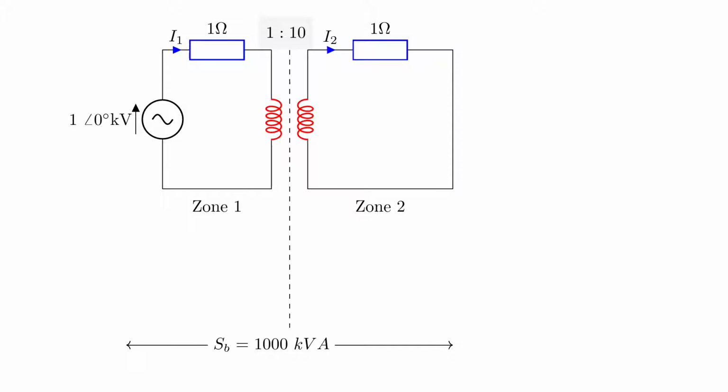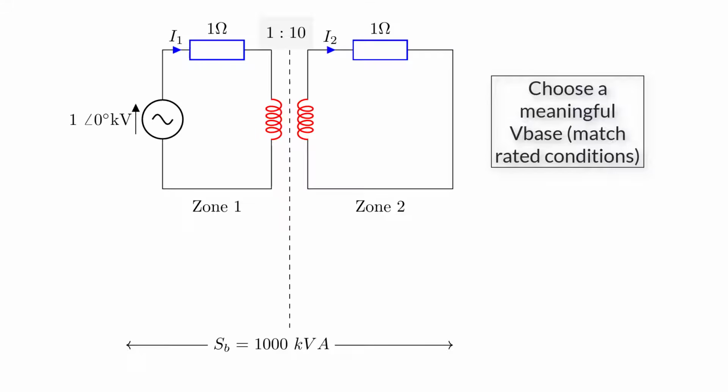Again, we can choose anything for this, but there are two important considerations. First, and for the same reasons we choose a sensible S-base, we also have a responsibility to choose V-base in each zone, which is meaningful. For example, if our rated voltage is 1000 volts, we should aim to choose a V-base of 1000 volts for that zone. This means under normal operating conditions, we should have a voltage of 1 per unit.